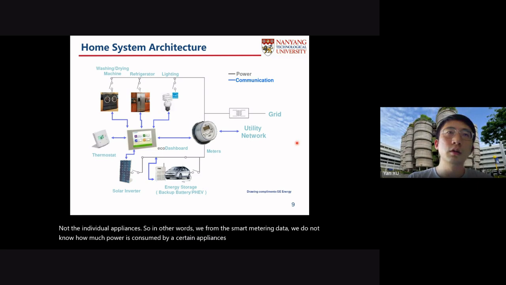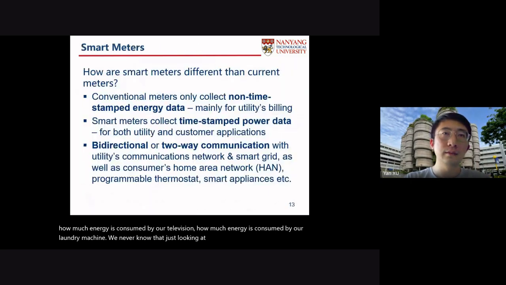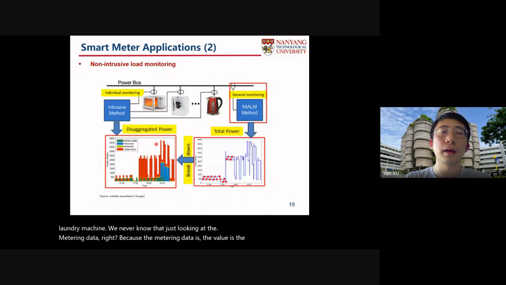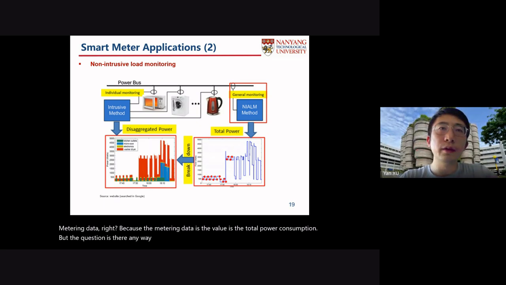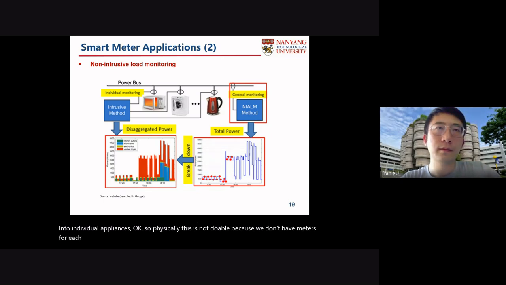For example, we don't know how much energy is consumed by our television, how much energy is consumed by our laundry machine. We never know that just looking at the metering data, because the value is the total power consumption. But the question is, is there any way for us to disaggregate the total power consumption into individual appliances? Physically this is not doable because we don't have meters for each individual appliance. But from the algorithms perspective, this is possible.